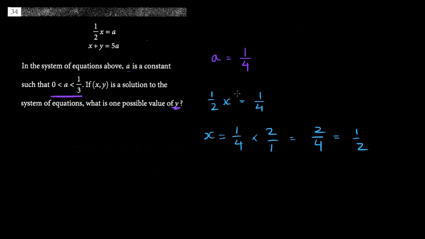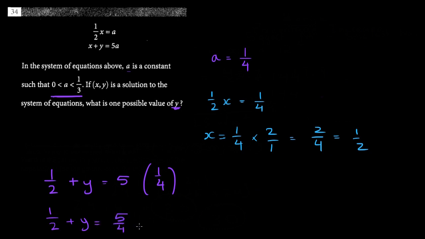They're asking for y. If we know x, we can plug this value into the second equation, which has y. So 1 over 2 plus y equals 5 times a. a is 1 over 4 again, right? And so we can solve again. 1 over 2 plus y equals 5 over 4.